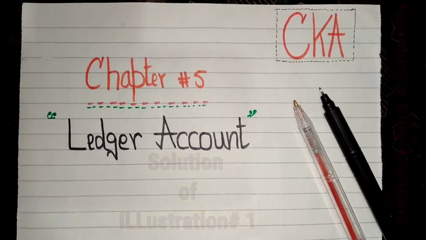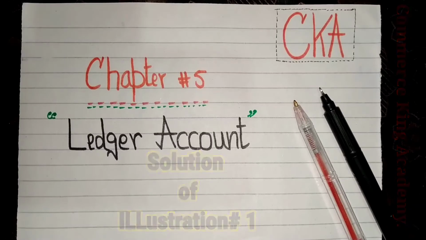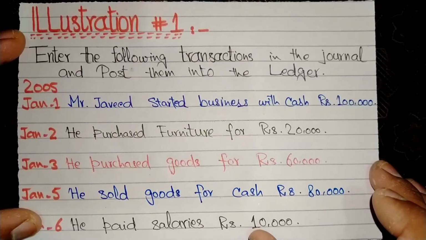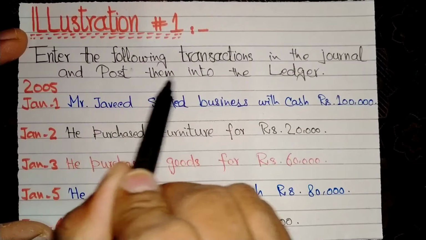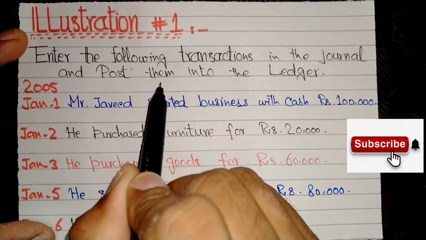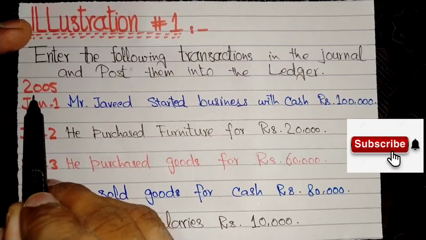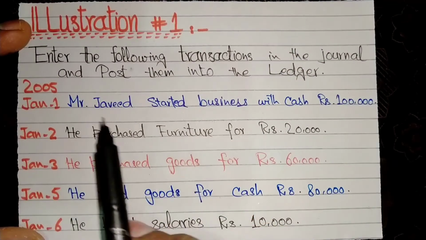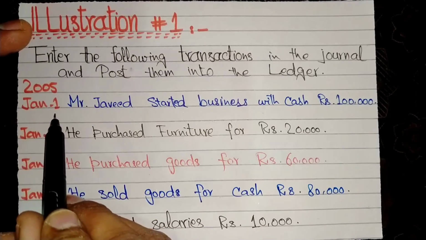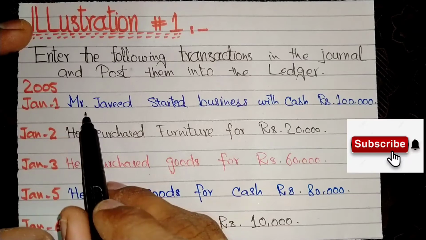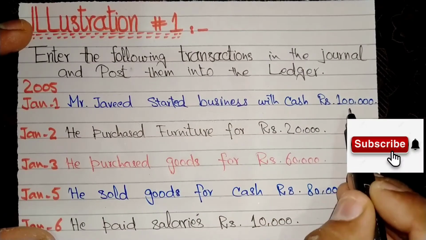So let's get started toward the solution of illustration number 1 related to ledger account, which is: enter the following transactions in the journal and post them into ledger account. The year the transactions have been done is 2005. On January 1st, the first transaction, Mr. Javed started business with cash 100,000 rupees.